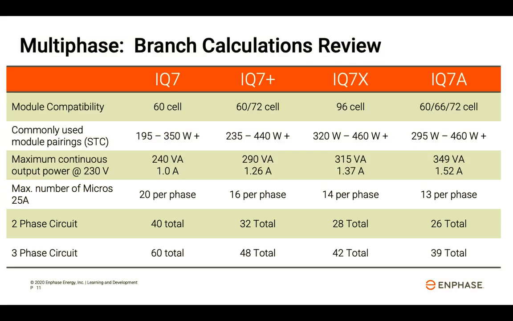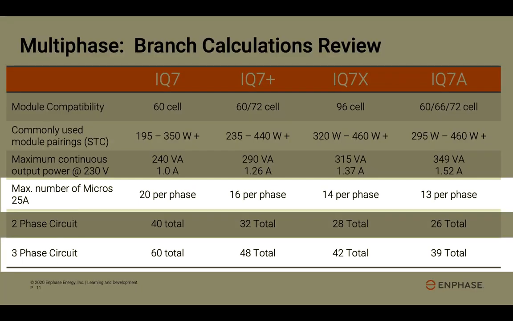And for 3-phase circuits, the numbers are as follows. IQ7, 20 microinverters per phase or 60 in total, IQ7 Plus 16 microinverters per phase or 48 in total, IQ7X 14 per phase or 42 in total, and IQ7A 13 per phase or a total of 39 IQ7A microinverters for each 25 amp circuit.